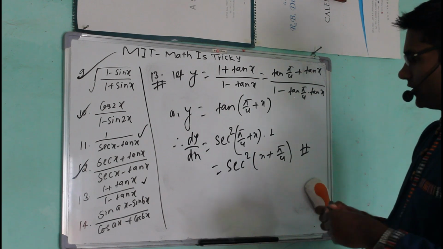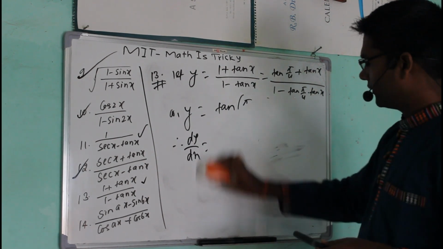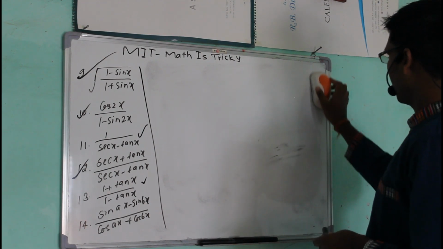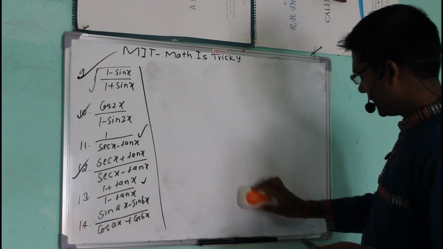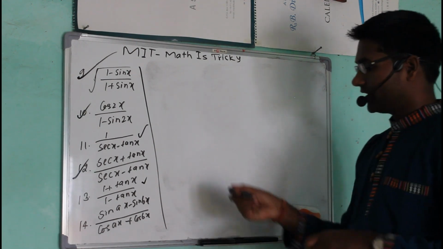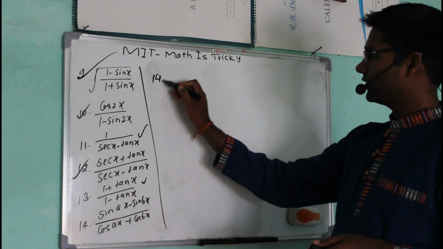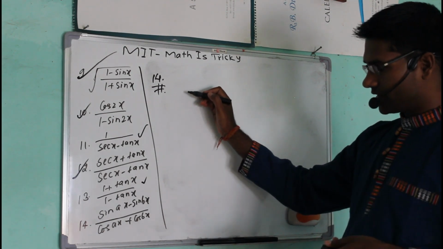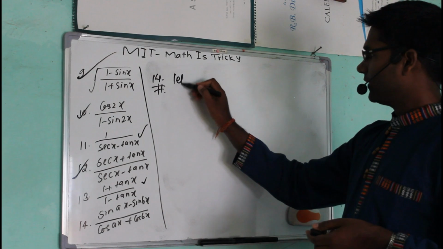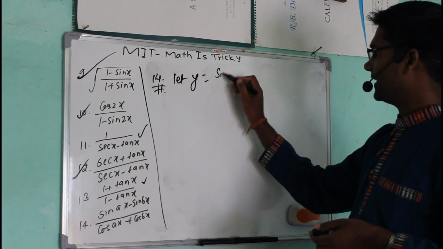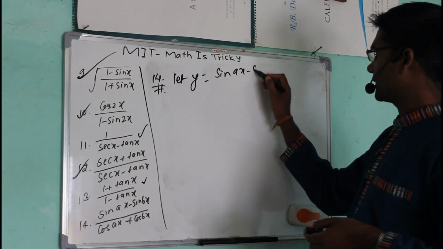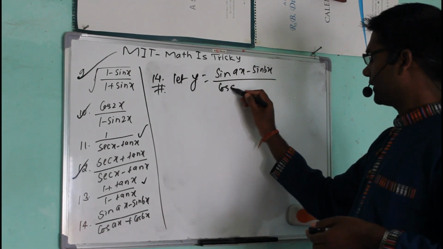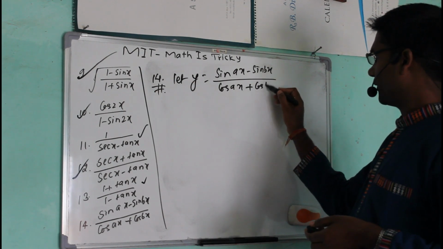Okay, question number 14, let me solve it for you. If you want to do it like me, just within seconds, you need to practice a lot of times. Then you can do it as I do, faster and faster. So let y equal sine ax minus sine bx by cos ax plus cos bx.